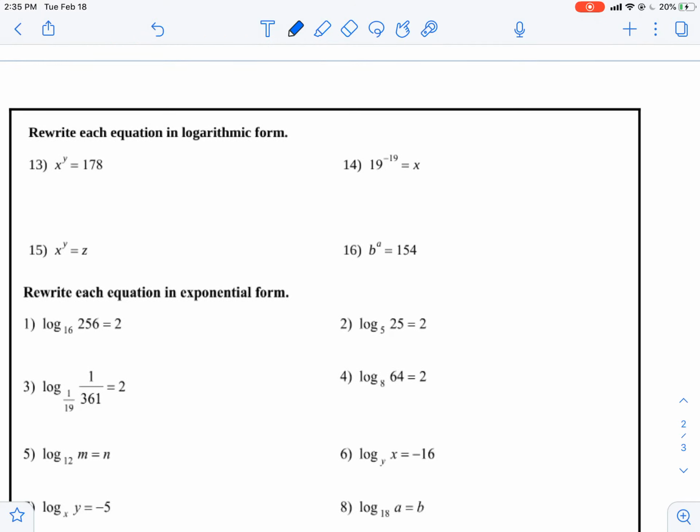So, log base x of 178 equals y. Now, that we're not going to be able to solve just because of where the x is, but still you can translate it. Okay, let's try another one. Log base 19 of x equals negative 19. Again, in that position where your x is, it's not going to benefit us much. But again, we're just working on translating. Why don't you pause and try the next two real quick and see if you can do them.